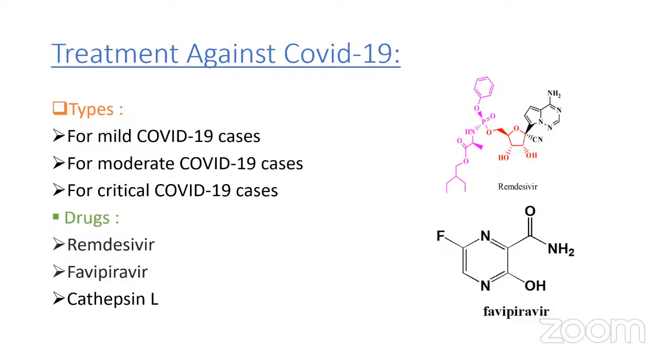For moderate COVID-19 cases, treatment principles include bed rest, supportive treatment to maintain energy supply, maintaining water and electrolyte balance, and monitoring vital signs and oxygen saturations. For critical COVID-19 cases, the general treatment principles are active prevention and treatment of complications, prevention of secondary infections while treating basic diseases and organ function, support treatment in a timely manner. The drugs remdesivir, favipiravir, cathepsinil have been permitted for use in the treatment of infections of coronaviruses.